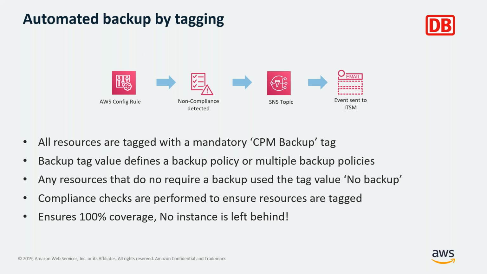A tag in AWS is a key value pair that can be allocated to a resource. It's generally used to identify a resource's purpose, like a development or production server, or its owner. But what we do is we use it for backups. We use the tag CPM backup, and this is assigned to all resources. The value of this tag dictates the backup policy that is to be applied to that resource. We automate compliance of these tags using AWS Config to detect non-compliance. What I mean by non-compliance is a resource without a defined CPM backup tag. If this is detected, an SNS topic will send an alert to our ITSM suite where we will perform automated remediation. Any resource not requiring a backup can still opt out using the tag no backup, but this method provides us with a manual opt-out rather than an opt-in, and it ensures we can back up 100% of our resources within any given account.